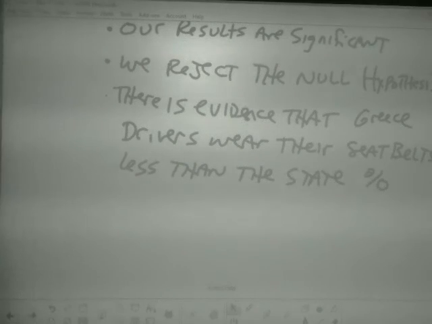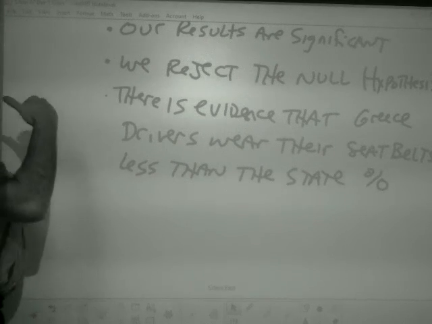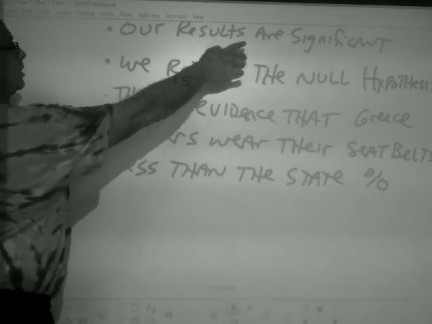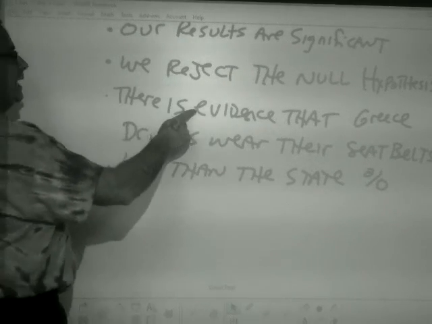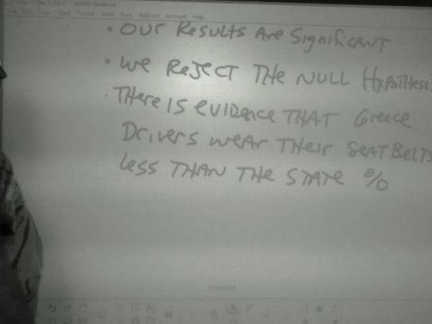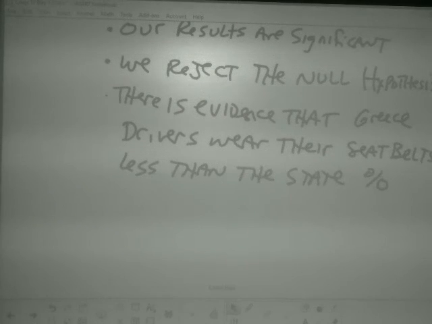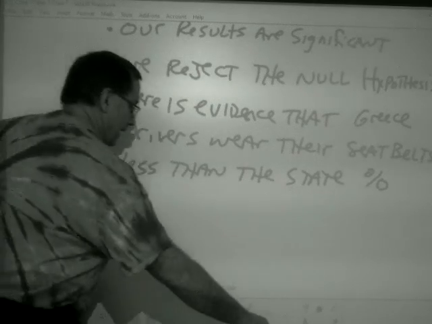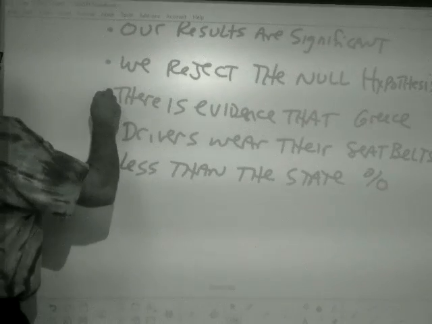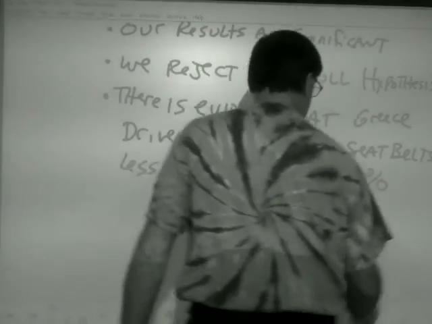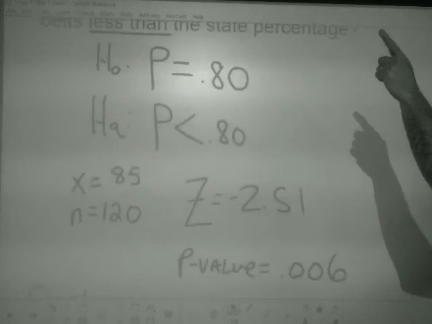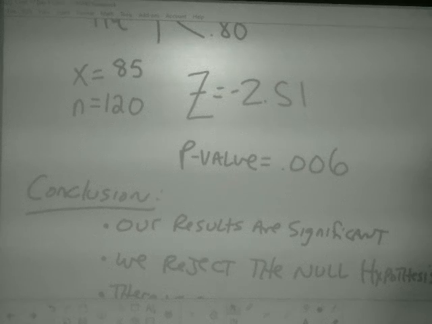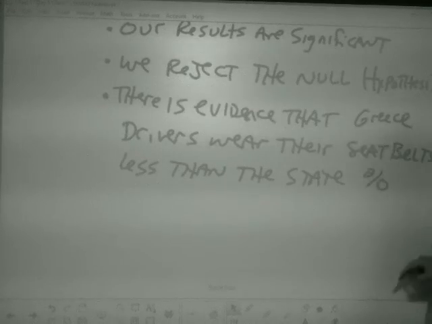Now, if it was not less, we would have said our results are not significant, we do not reject the null hypothesis, and there's not evidence that Greece drivers wear the seatbelts less than the state percentage. But in this case, we were less. Those 3 bullets you have to have in your conclusion. And that's a problem from start to finish. You first state your H0 and HA, then your X and your N, your Z, your p-value, and write your conclusion.